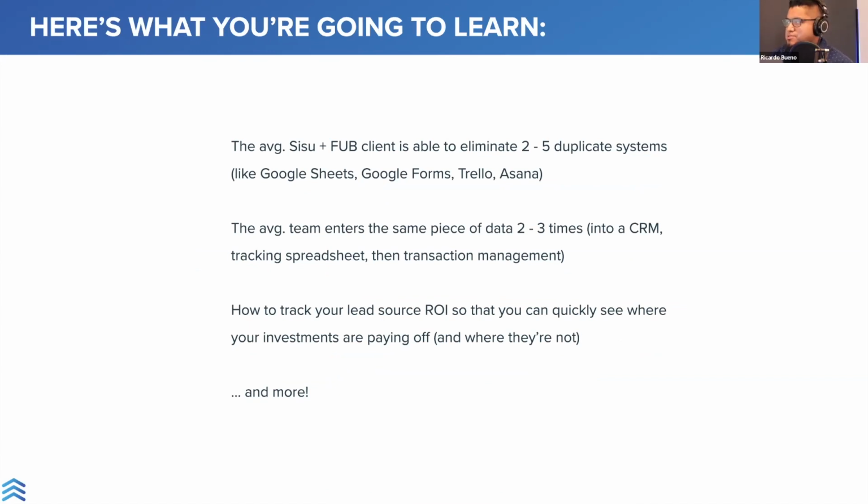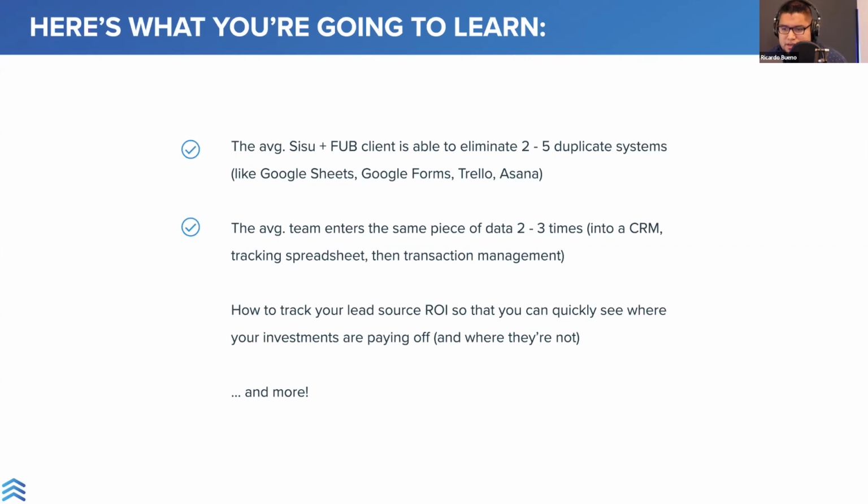So here's what we're going to talk about today. The average Sisu and FUB client is able to eliminate at least 2 to 5 duplicate systems in their business. Things like Google Sheets, Google Forms, Trello, and Asana. The other thing I want you to think about is the average team enters the same piece of information at least 2 to 3 times: into a CRM, into a tracking spreadsheet, and then again into their transaction management software. That's the stuff that can get super repetitive. How can we eliminate those steps in your process?